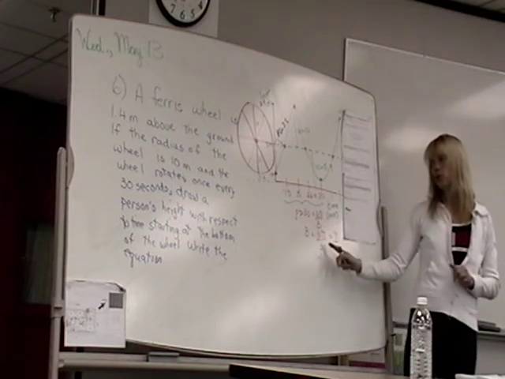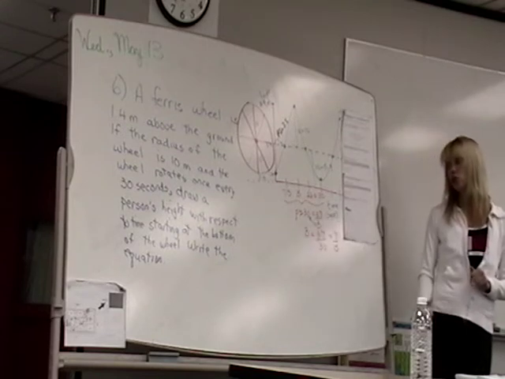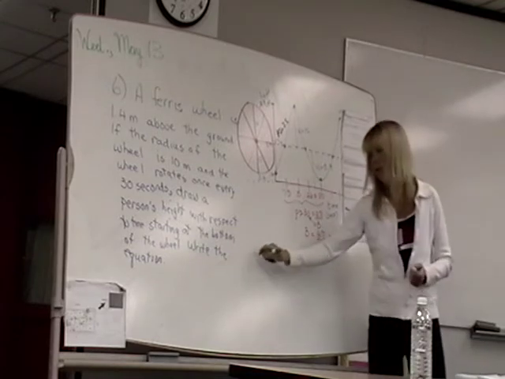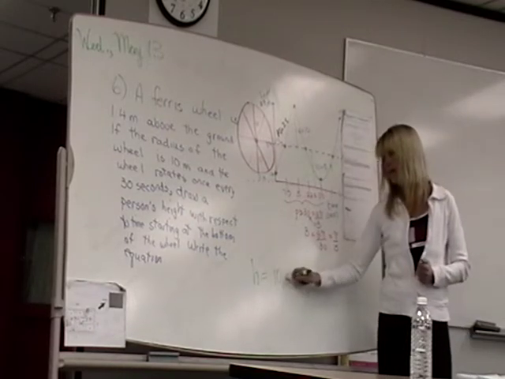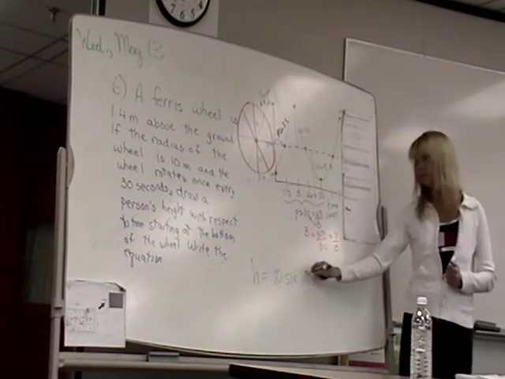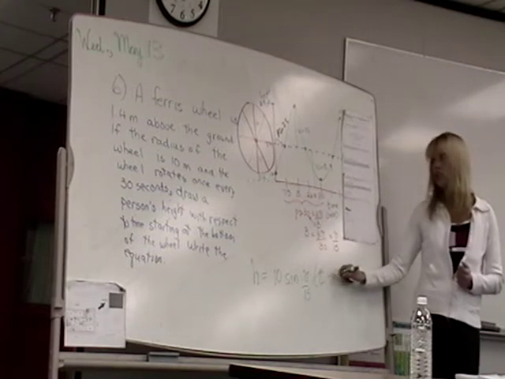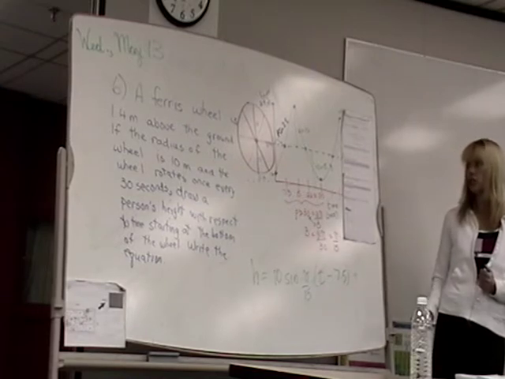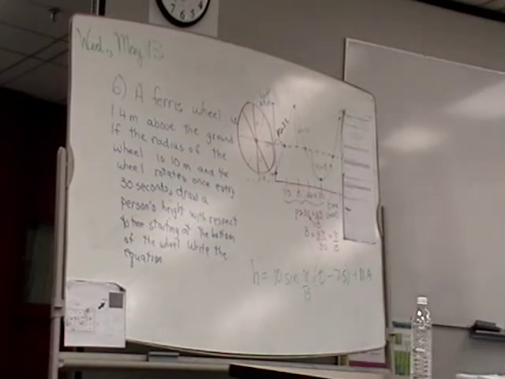And your period is 30, which equals 2 pi over b. You can cross multiply and get 30b equals 2 pi, so divide by 30 and you get b equals pi over 15. Now you plug into the formula. Height equals your amplitude, which is 10, sine, your b, which is pi over 15, t, your phase shift is 7.5, so it's minus 7.5, and your vertical shift is 11.4. That's your equation. And that's it. Are there any questions?